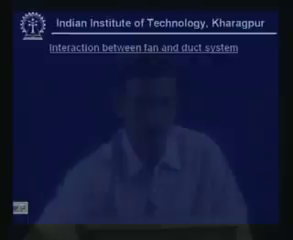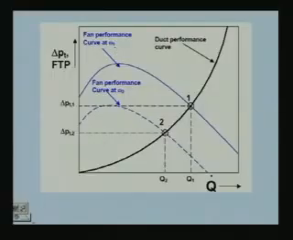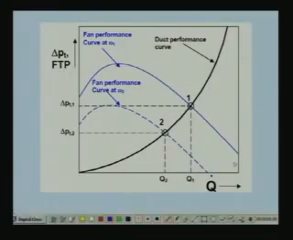So, finally, let us look at interaction between fan and duct systems. This particular curve shows the fan performance curve. This is a fan performance curve at rotative speed omega 1, this is a fan performance curve at rotative speed omega 2, and this is your duct performance curve. Both are plotted versus air flow rate Q dot in meter cube per second.